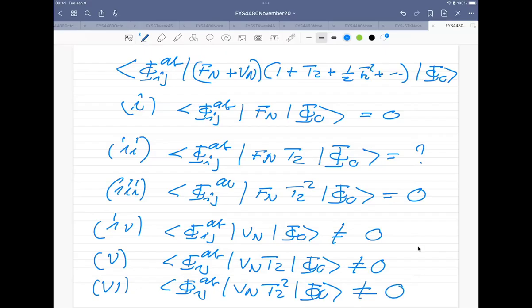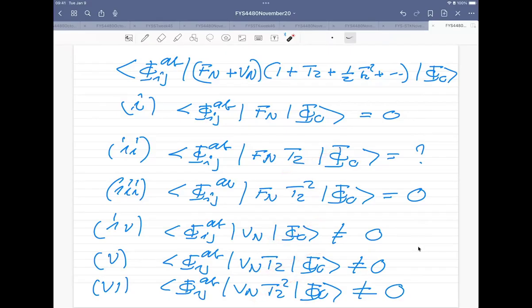But then, if I take a T cubed times V of n, then I will be left with a 4-particle 4-hole state, which will not match the 2-particle 2-hole states. So the terms we need to look at are these different terms, this one, that one, no, sorry, this one, this one, this one, and that one. So let's take a look at these terms here.